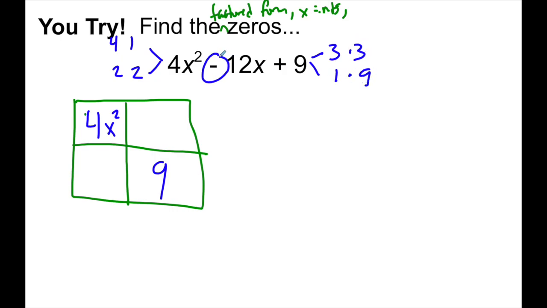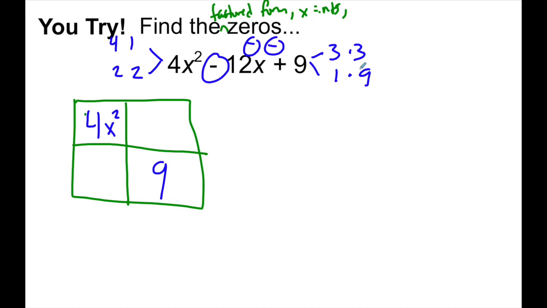I know they both have to be negative, because they multiply to a positive and add to a negative. So it's negative 3 and negative 3, or negative 1 and negative 9. I get lucky because it's not a positive and a negative, so I don't have to worry about putzing around with the signs. That makes a difficult problem all the easier. So I could do 4 and 1, 3 and 3, 9 and 1, so I basically have 6 different boxes if I want to really brute force this.